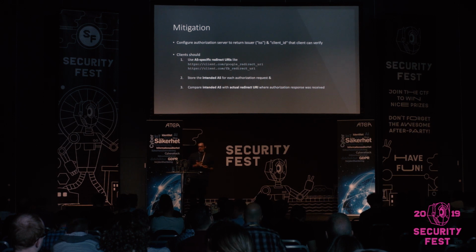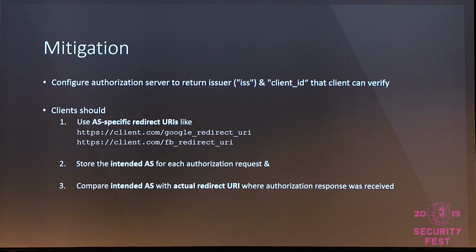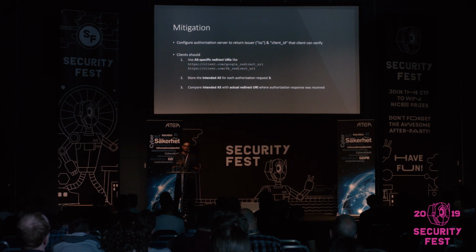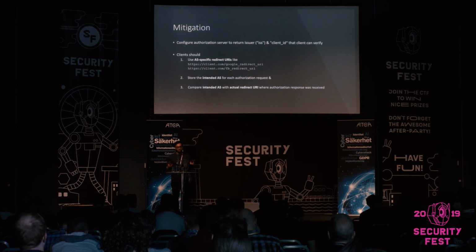Alternatively, the clients could use authorization server-specific redirect URIs, like so. Client.com Google redirect URI, client.com FB redirect URI. And when the client initiates the auth request, it knows that it's Facebook that it's redirecting to. So the auth code should come back to Facebook's redirect URI. But if it comes to Google's redirect URI, then obviously there's something fishy going on, so the client will probably detect it.